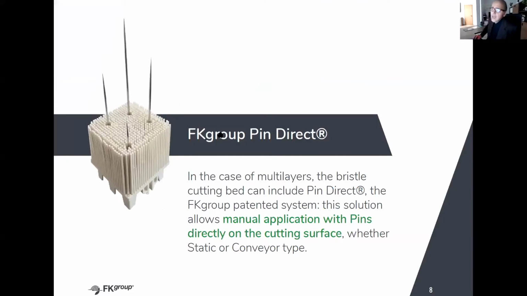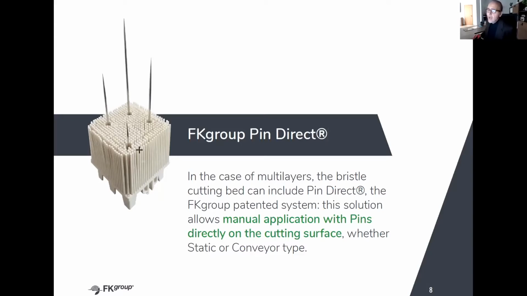Okay, now another patented system from FK, very important: Pin Direct. As you know, Pin Direct is patented by us. The first patent was born in 1997. Later on, we solved many other problems because the first patent had some difficulties. Finally, we redeveloped a new patent for this kind. The name is Pin Direct or Free Pin.